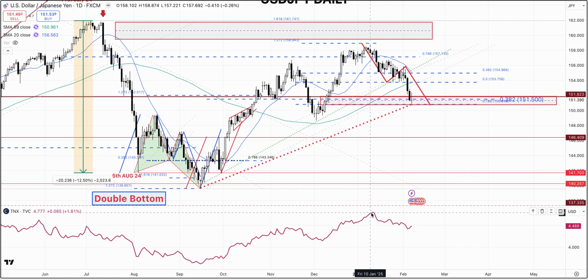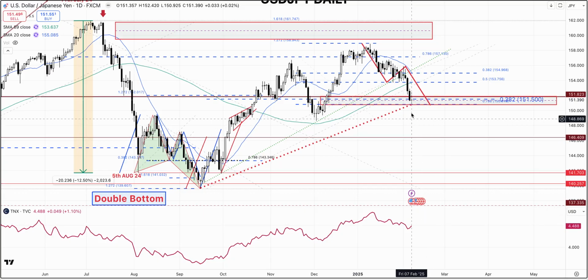We saw the top come in, and then we saw the yields put in a top as well, and the yields pulled back. And if the yields are going to rise, which looks like they will start to begin to rise, and I'll show you that in a moment, then we could expect that USD JPY, the US dollar, is likely to strengthen against the Japanese yen, or the Japanese yen is likely to weaken. So that's the correlation which exists.